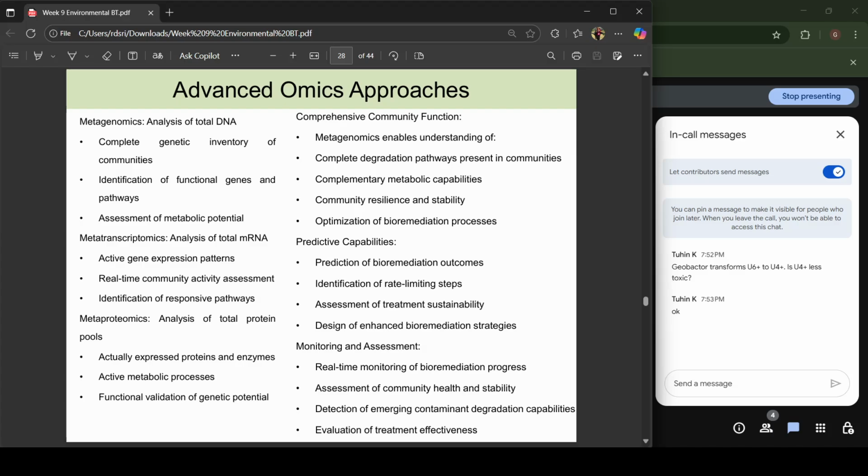Apart from genomics, we also have other advanced omics approaches. So in case of metagenomics, it is the analysis of total DNA. Whenever we talk about some meta-omics approach, it is going to be total, the word total is going to come along whenever there is meta. When we talk about genomics, it is about the study of DNA. So in metagenomics, we talk about the analysis of total DNA. We have a complete genetic inventory of the communities, where we can identify the functional genes and pathways and assess the metabolic potential of the organism. So these three insights we can obtain from metagenomic analysis.